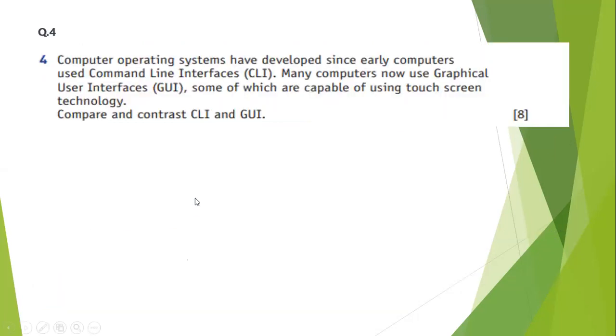Now see next one. Now this is the 8 marks question. So you have 5 to 6 minutes. Can you write, compare and contrast CLI and GUI? Yes, sir. Can you do that? Yeah, sure. Okay. So write on a piece of paper whatever possible answer you think. Then we see how to write the answer.